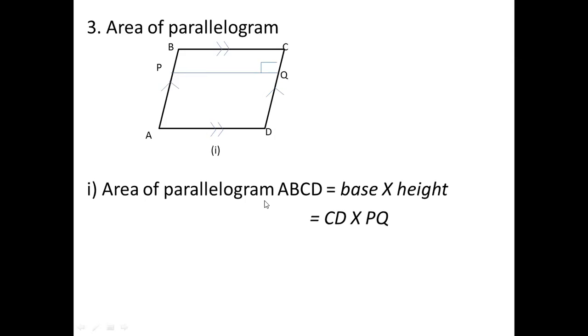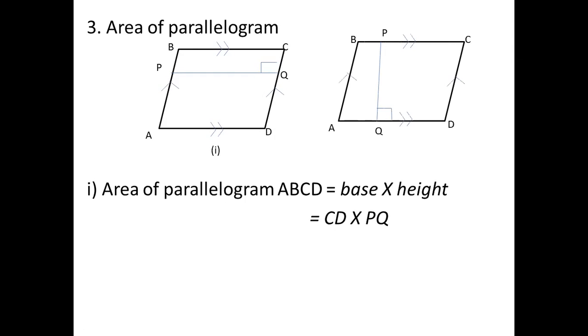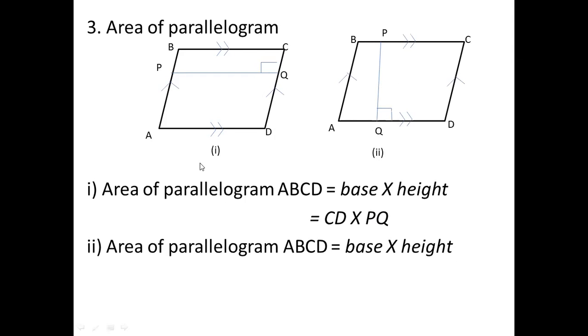In such a case, the area of the parallelogram is base into height. As here, base is CD and height is PQ. Okay, children. This figure may be given like this also. And here base will be AD and height will be PQ. Area of parallelogram ABCD is equal to base into height. Base is AD and height is PQ. Base into height is the area of the parallelogram.